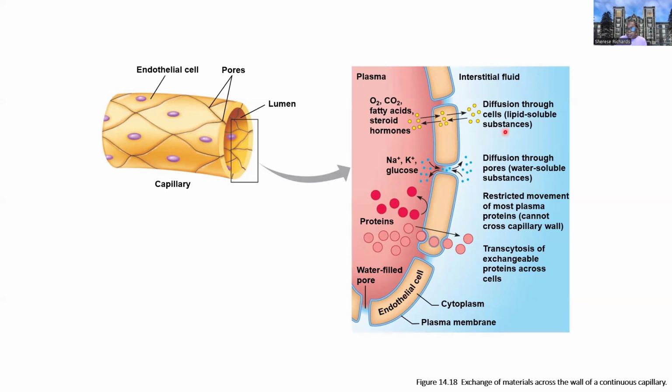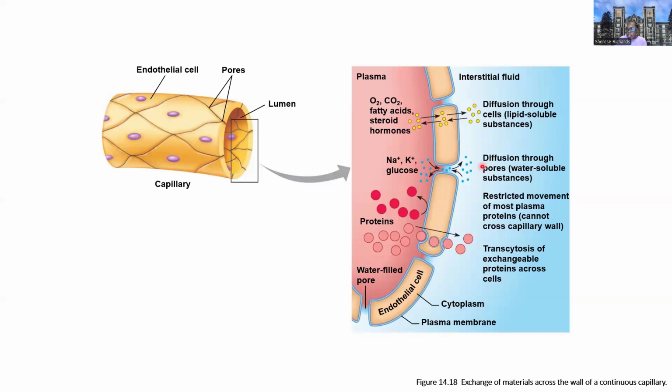And then in terms of the diffusion, what we describe as simple diffusion: oxygen can move through, CO2 can move through, fatty acids, which are lipophilic, and steroid hormones, which are also lipophilic, can move right through the cell and right through the endothelial membrane. All right. So small, uncharged lipophilic substances can usually diffuse right through.